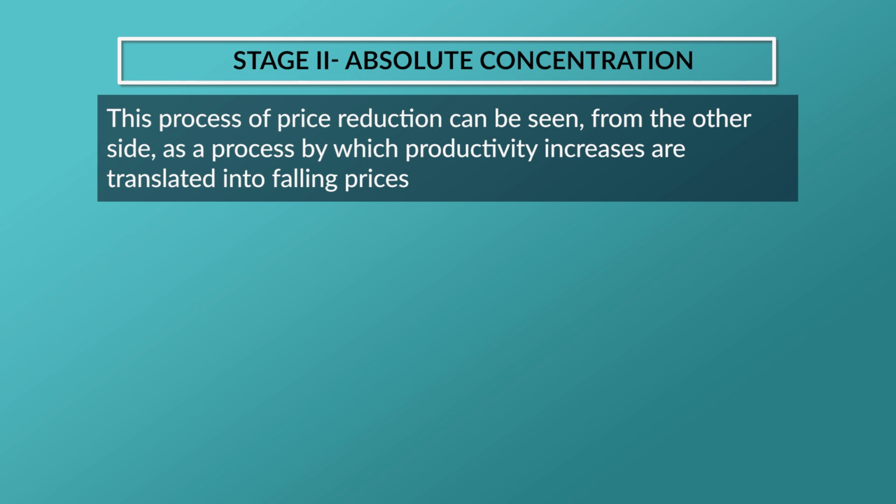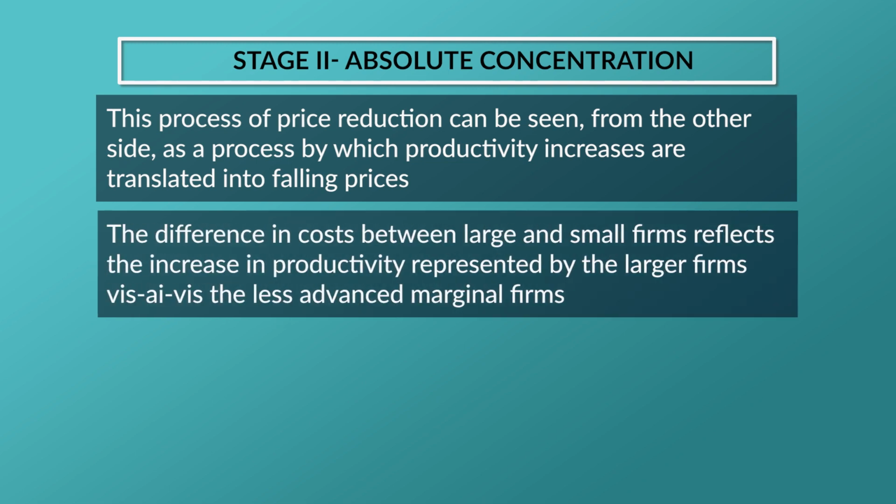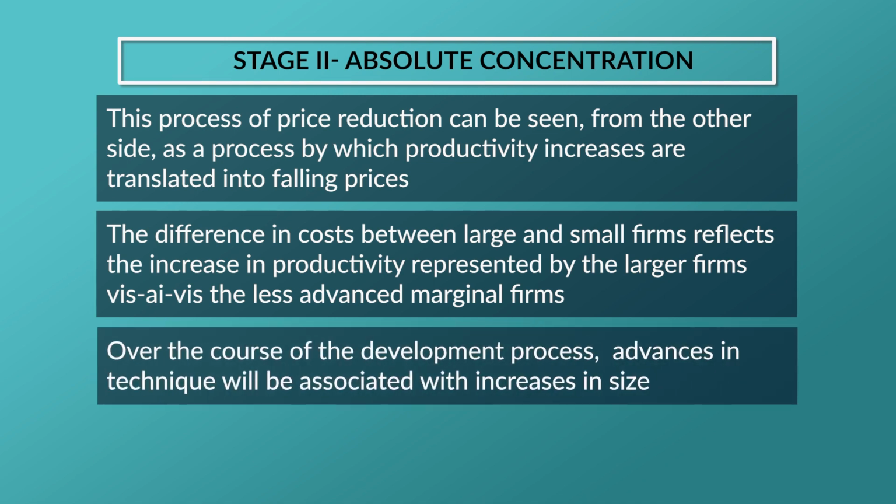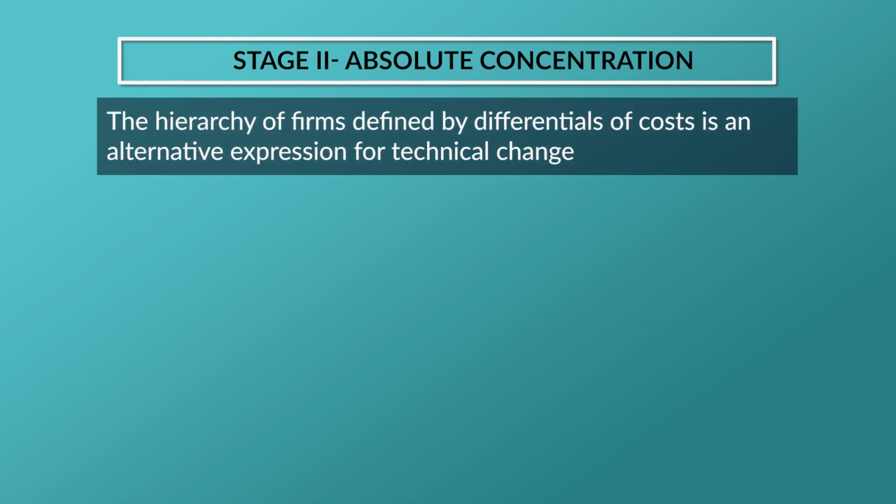So this process of price reduction can be seen from the other side as a process by which productivity increases are translated into falling prices. The difference in cost between the large and the smaller firms reflects the increase in productivity represented by the larger firms vis-a-vis the less advanced marginal firms. Over the course of the development process, advances in technique will be associated with increase in size. The hierarchy of firms defined by the differentials of cost is an alternative explanation or expression for technical change.